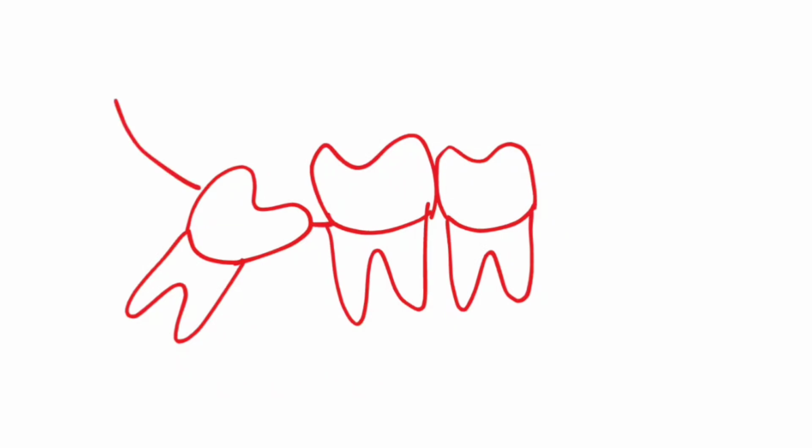So the first line is the white line. The white line should be drawn on the occlusal level of the second molar and it should be extended to the third molar in this way. With the help of the white line, we are able to understand the difference in the occlusal level of the second and third molar.